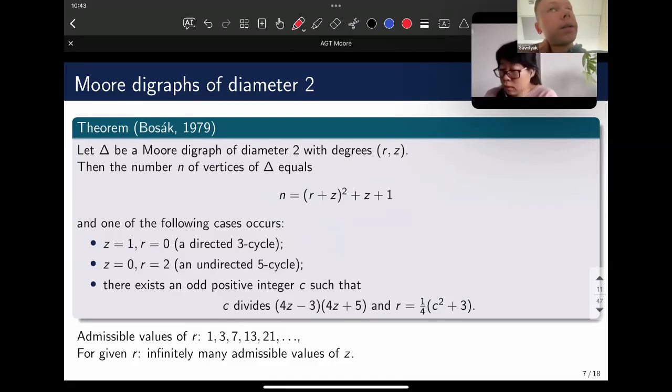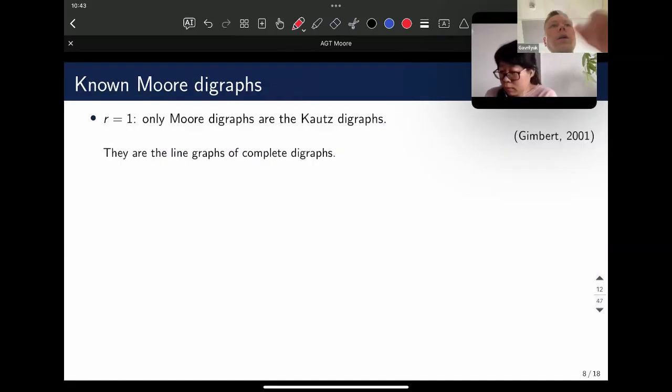But unlike the undirected case, in principle, we have infinitely many possibilities for the degrees r and z. So we have infinitely many admissible values of r, and for every given r, we have infinitely many admissible values of z. So potentially, we may have infinitely many more digraphs of diameter 2. However, there are only very few more digraphs known so far.